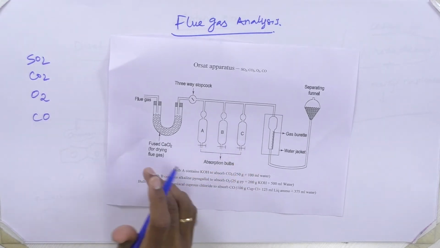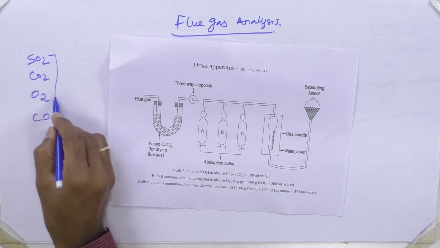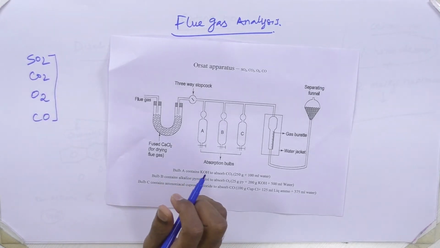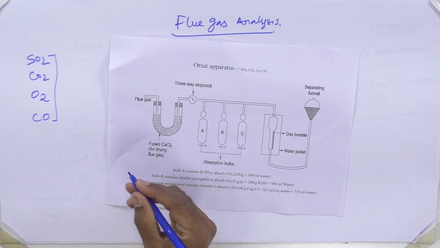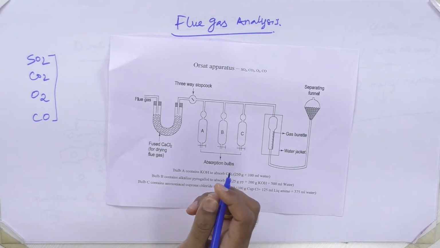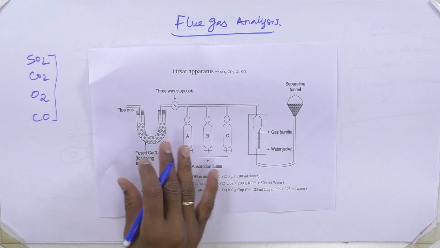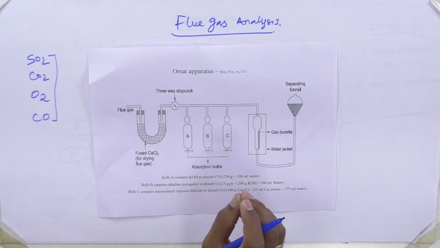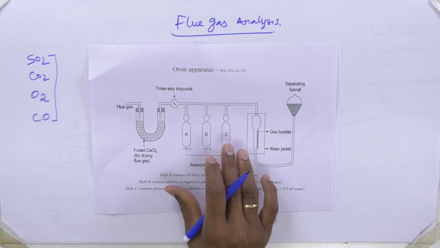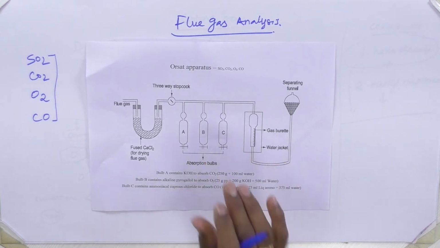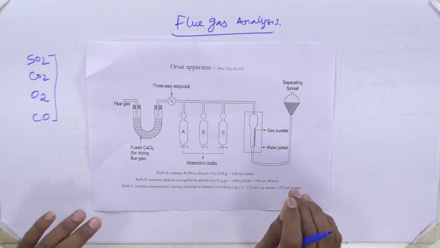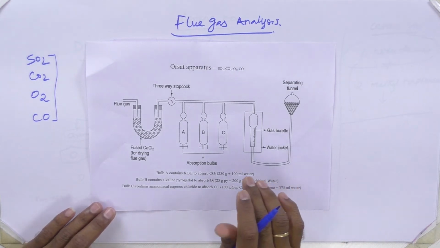By analyzing these automobile exhausts, you can tell about the type of chemical reactions taking place inside the engine compartment. In order to analyze such pollutants, we go for the Orsat apparatus process, the Orsat method, and this is a typical instrument which can be used for the analysis of flue gas.